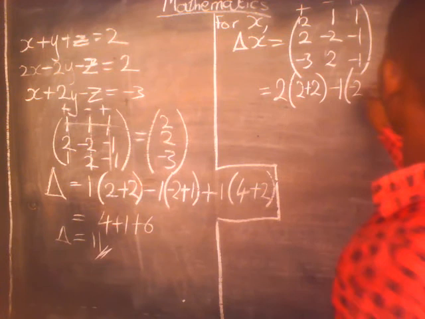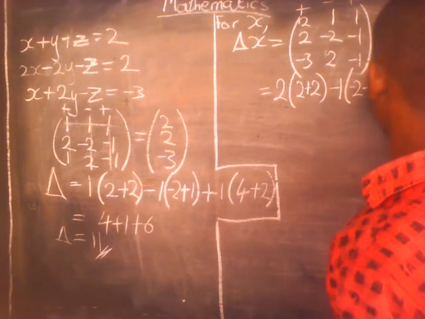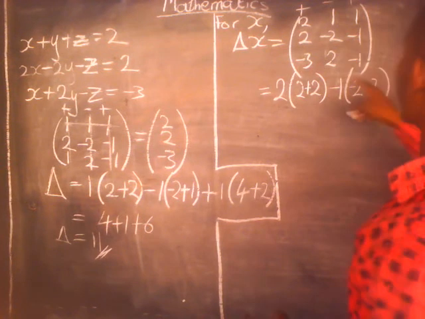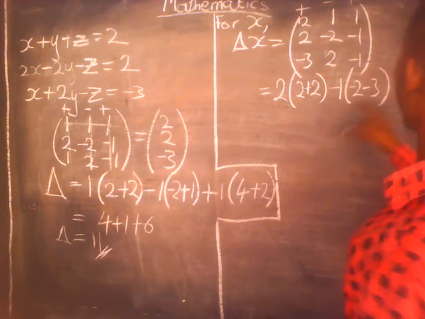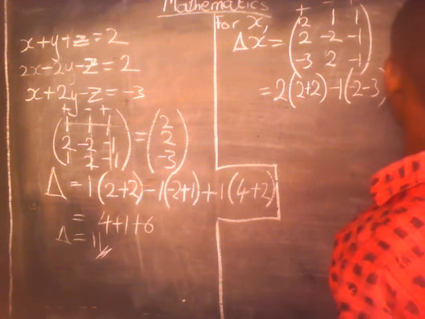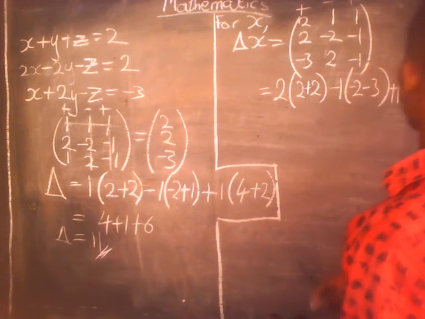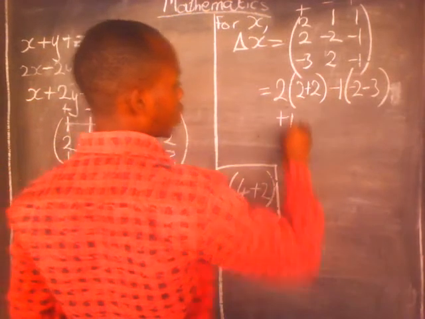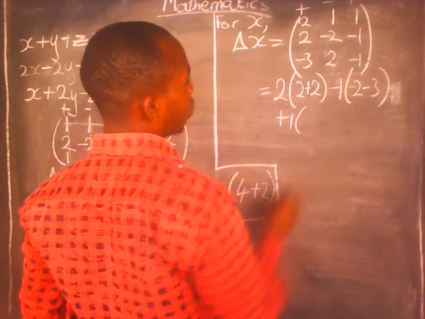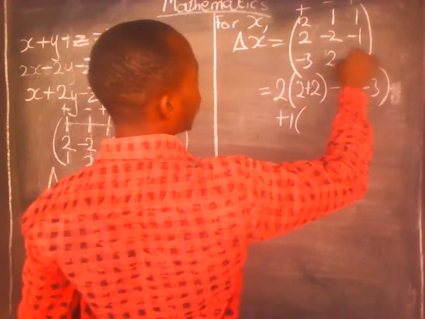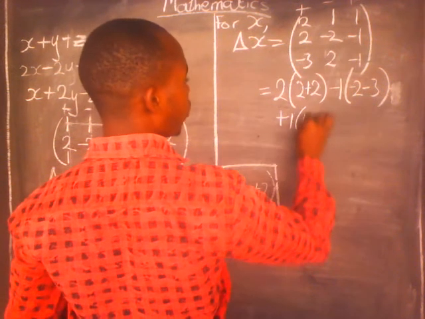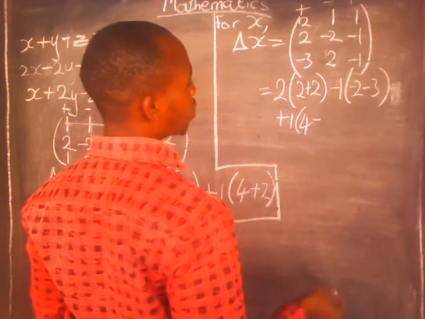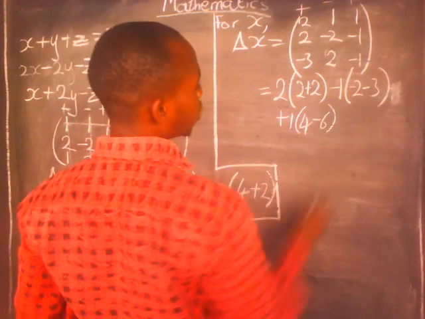So I'm going to have minus 3 here, because minus 3 times minus 1 is plus 3, and I have to do this minus my answer. So I have this, then plus 1, open brackets, the whole of this is off. I'll be having 2 times 2 to give me 4, minus 3 times minus 2 gives me plus 6, so I'll be having minus 6.